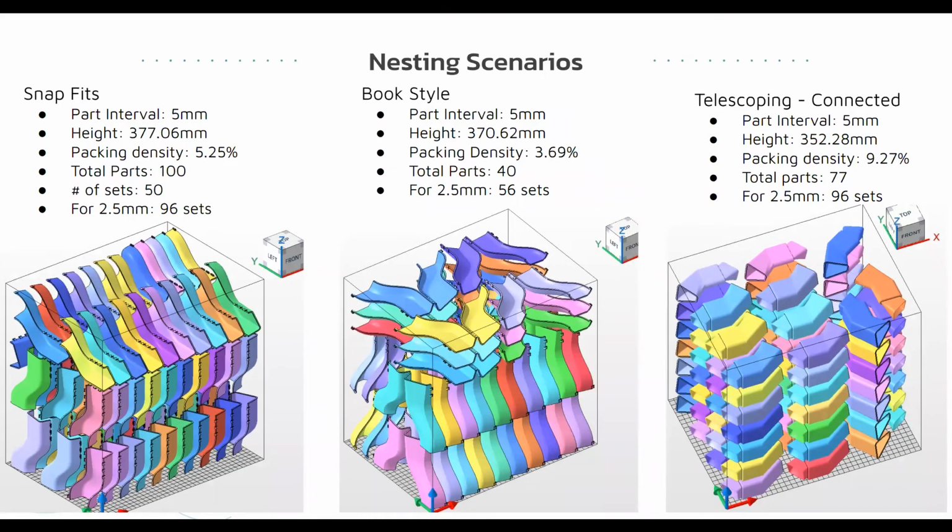Here we have the nesting scenarios for the following duct designs: snap fits, book style, and telescoping. We compare the number of sets that can fit in one build with a 5mm and 2.5mm part interval. With a smaller part interval, we are able to nest more parts in one build. For example, with a 5mm interval for snap fits, we have a total of 50 sets, but with a 2.5mm interval, we are able to get a total of 96 sets.